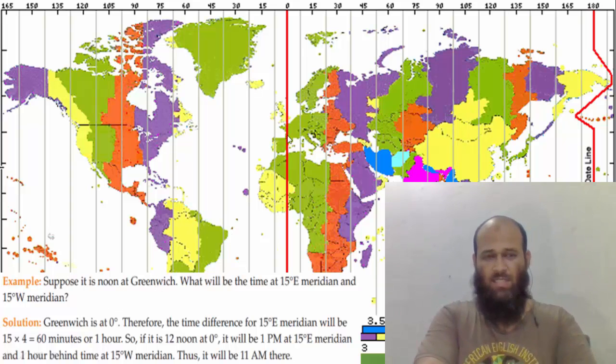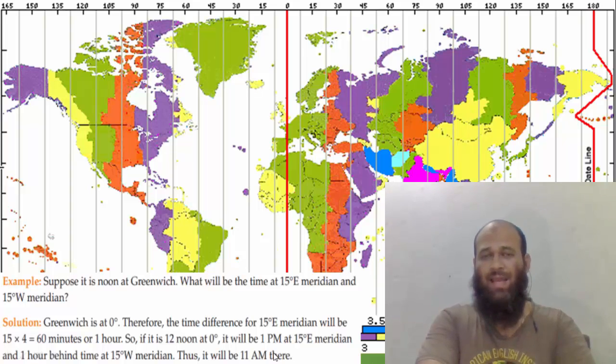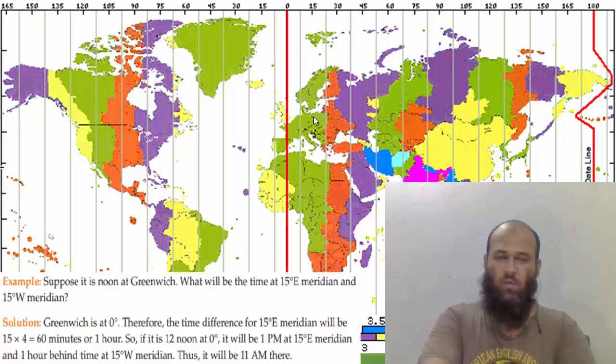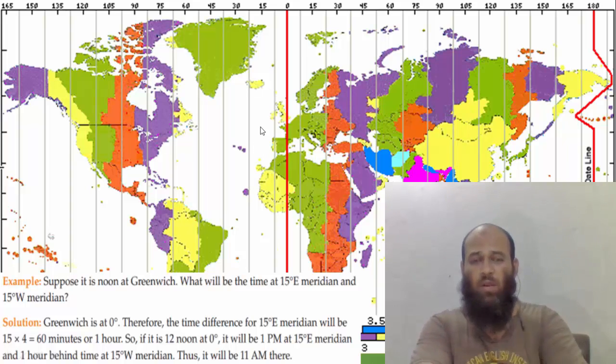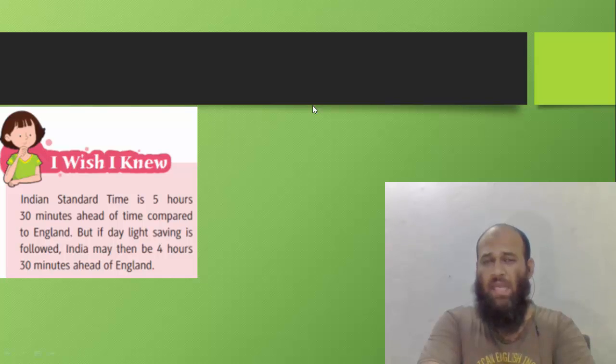Example, suppose it's noon at Greenwich here. What will be the time at the 15 degrees east meridian? It will be 1 hour addition. So it will be 1 p.m. here in the eastern region, and in this western region at 15 degrees west, it will be 1 hour minus, 11 a.m. So 11 a.m. here, 12 noon here, and then 1 p.m. here.